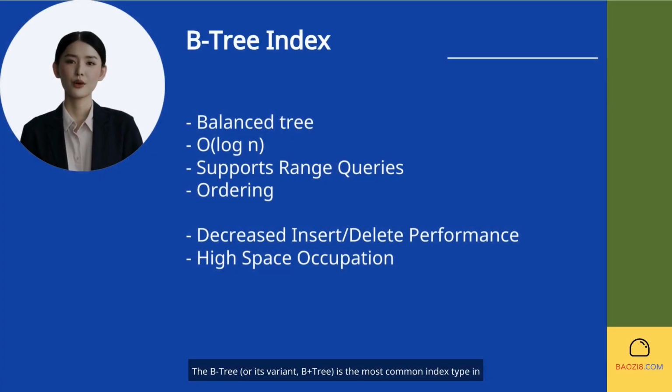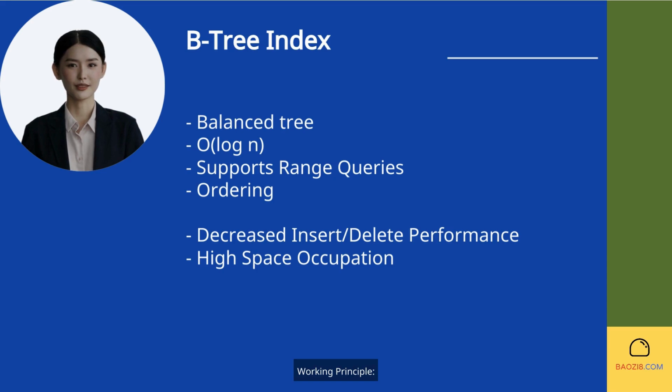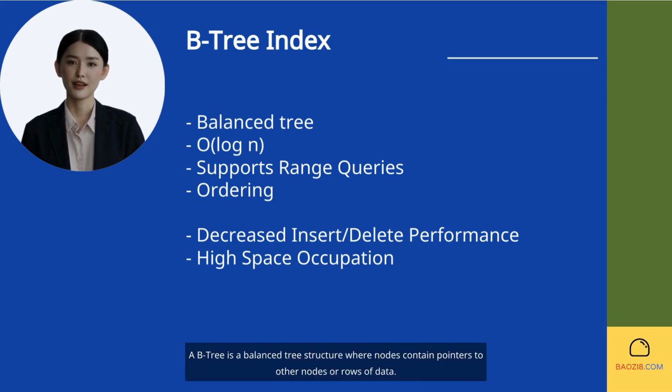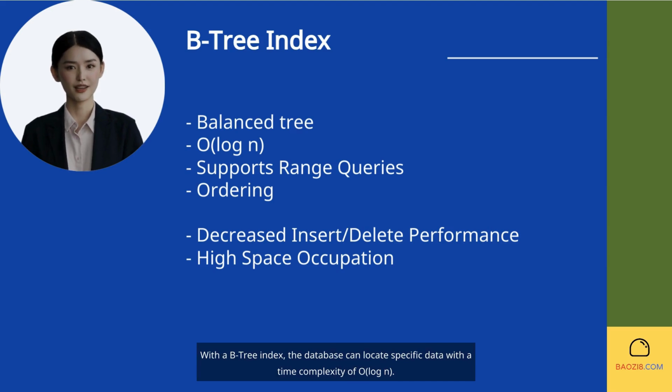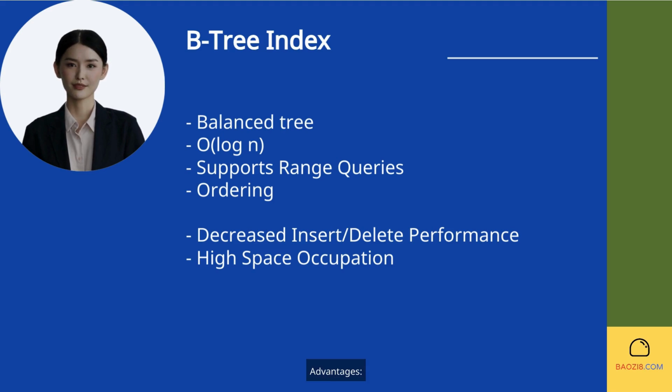The B tree, or its variant B plus tree, is the most common index type in relational databases, primarily used for sorting and range query operations. Working principle. A B tree is a balanced tree structure where nodes contain pointers to other nodes or rows of data. With a B tree index, the database can locate specific data with a time complexity of O(log n). The B plus tree, a variant of the B tree, stores all data in its leaf nodes, which are linked in order, facilitating range queries.